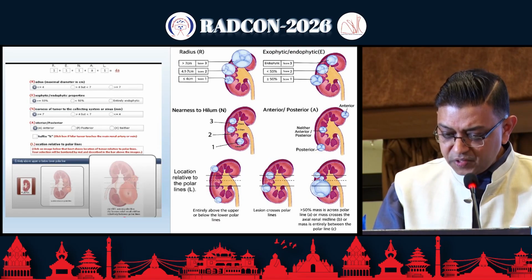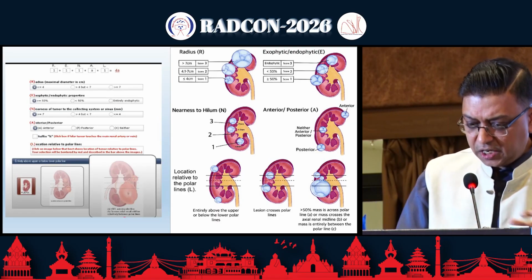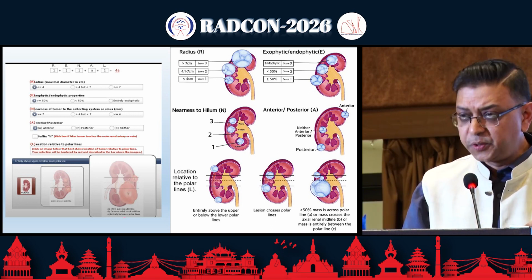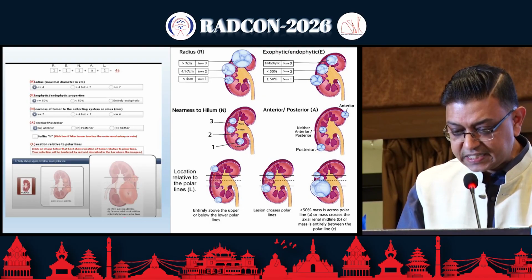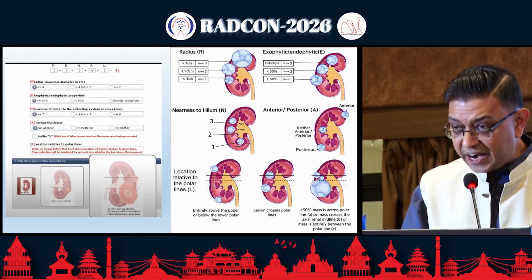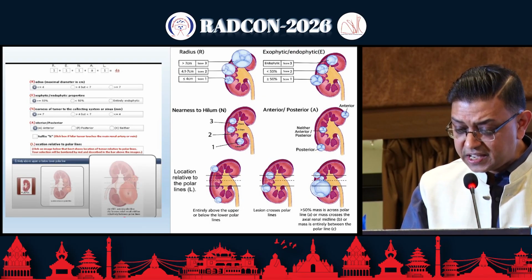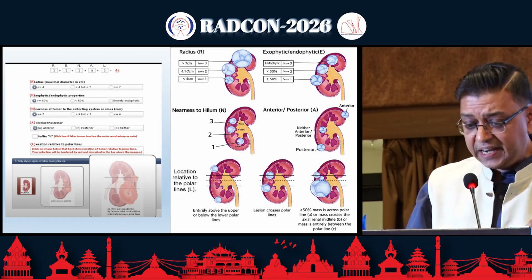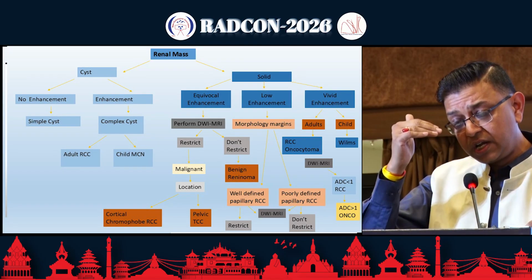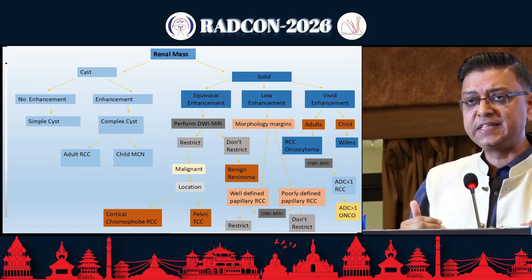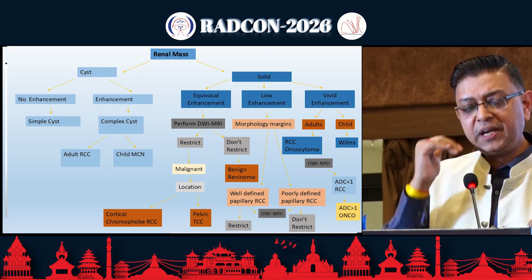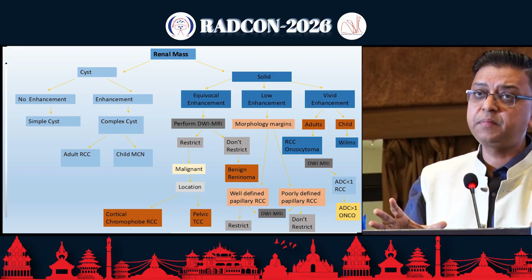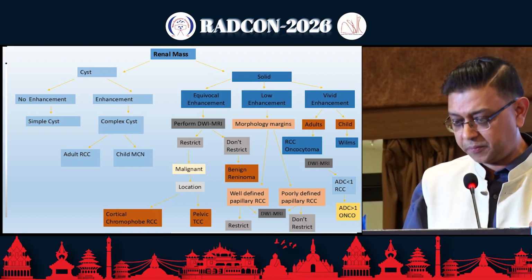Then you draw what are known as the polar lines. You take the superior-most part of the pelvicalyceal system and the inferior-most part of the pelvicalyceal system, and then you divide them. So you take 3 lines, and you have to tell the surgeon whether your mass is entirely above or below, or whether the mass crosses the polar lines. If you can do this, believe me, your surgeon will be more than happy with your report. We have been doing this for some time and our surgeons are really happy.